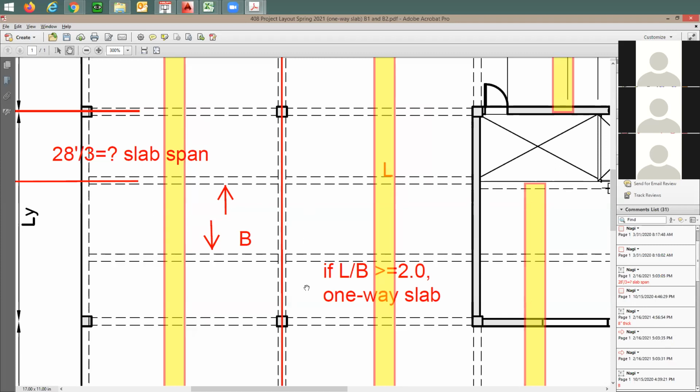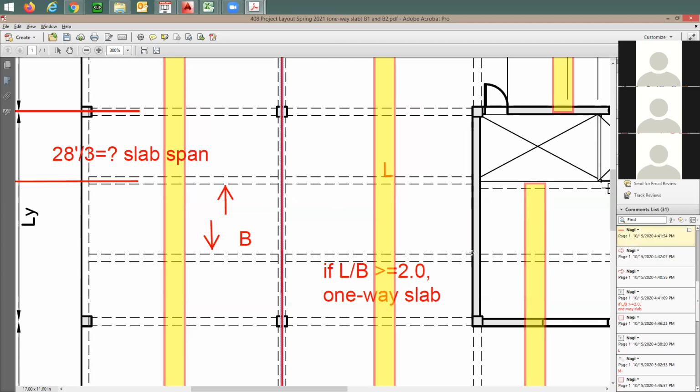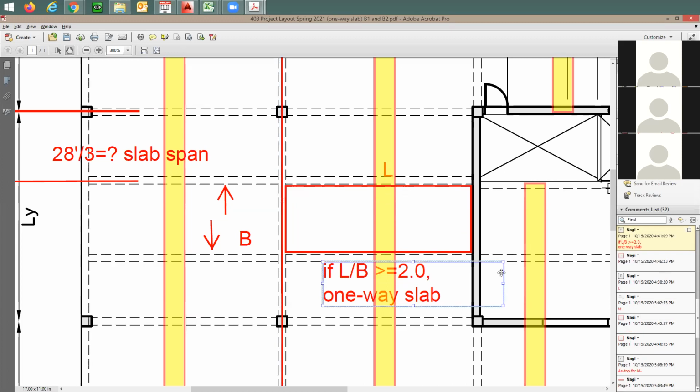The reason is that code says to take L divided by B for one bay. Here's one bay. If you take this length divided by the width, and it's more than 2, which means the aspect ratio, the box is more rectangular in shape, and this is very long compared to this by a factor of 2. Then the load is going to be going in the short direction.